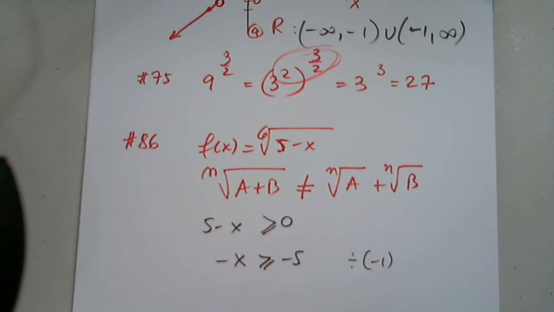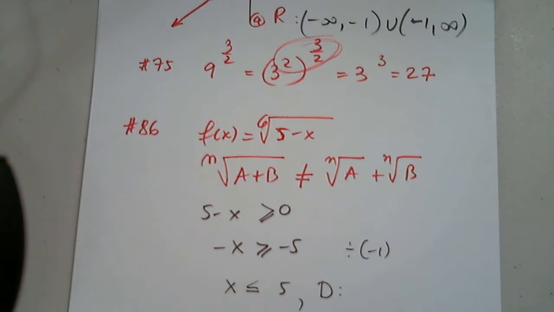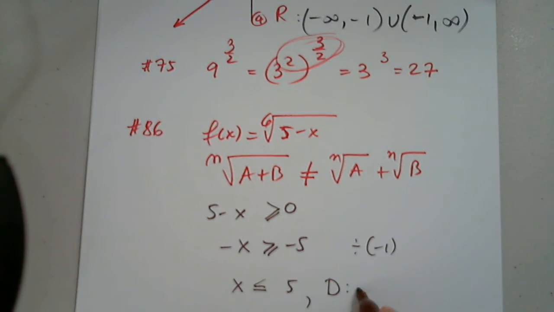What happens next? You flip the sign. Good. Can anyone give us the domain then? Negative infinity to 5. Very good. Awesome. Good job. Thank you. Who was that? Brianna. Thank you. Well done.